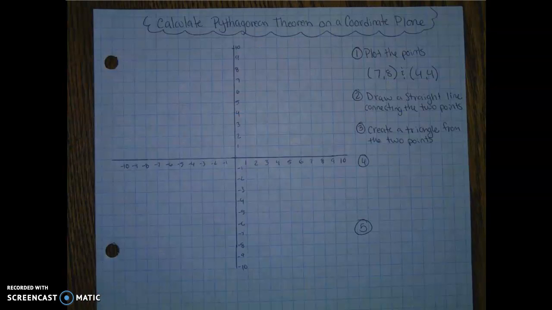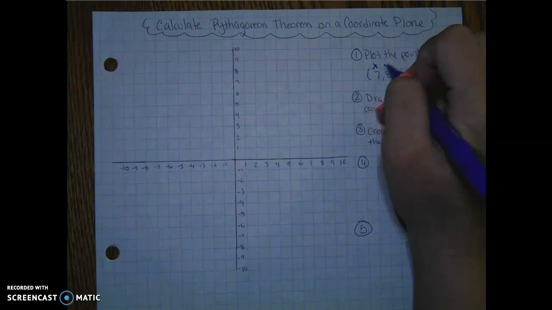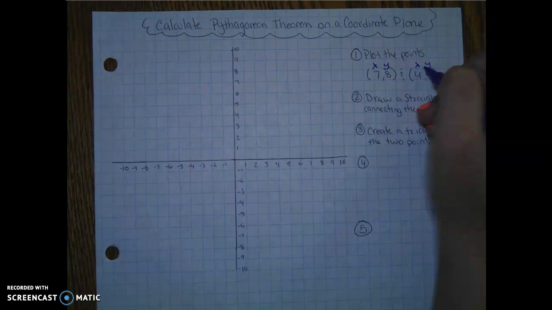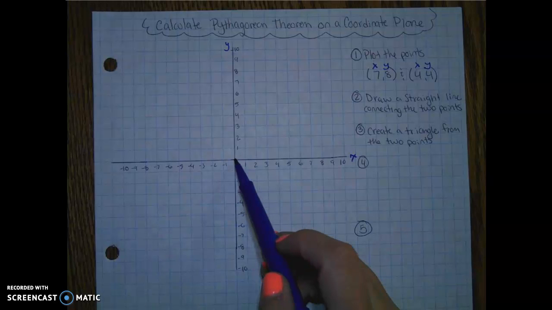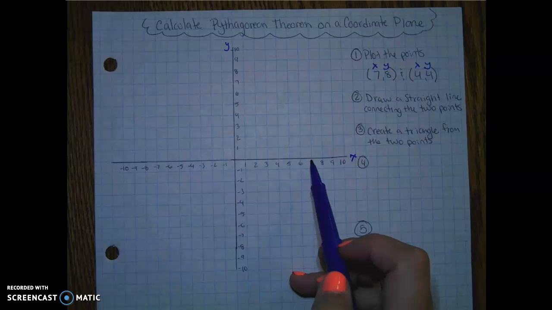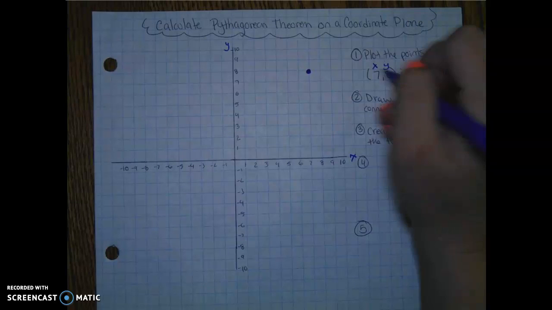So now let's calculate the Pythagorean theorem on a coordinate plane. The first thing, it says I need to plot the points. So I'm going to label them x, y, x, y, and I'm going to label my axis x, y, in order to make sure that I know what I am going to plot and plot correctly. I'm going to start at 0, 0. I'm going to go over to 7 on the x-axis and go all the way up to 8 and put a dot. That's my first point.